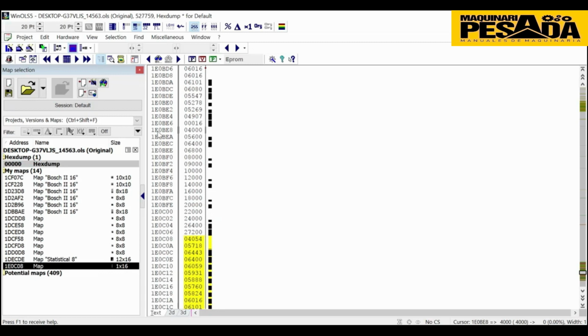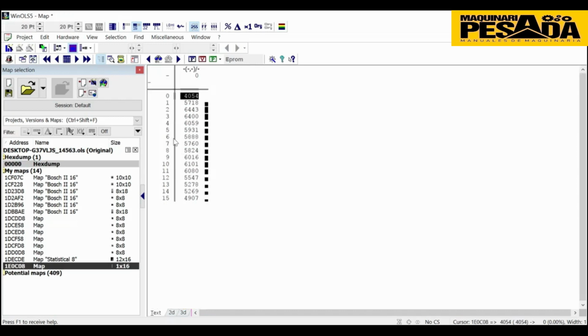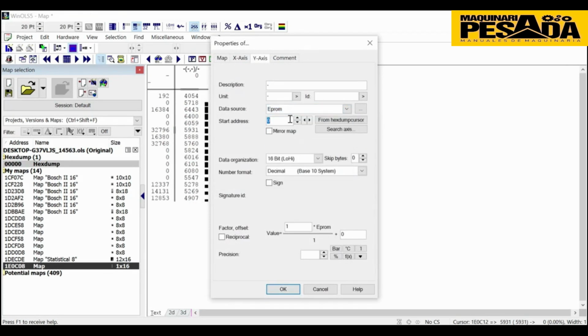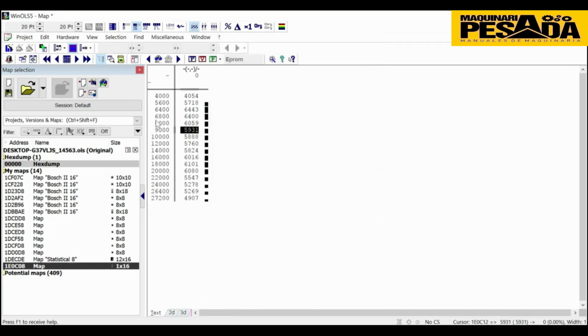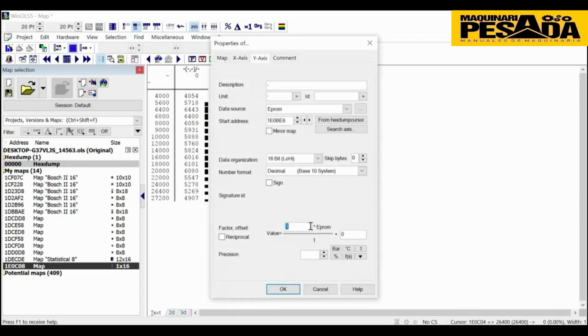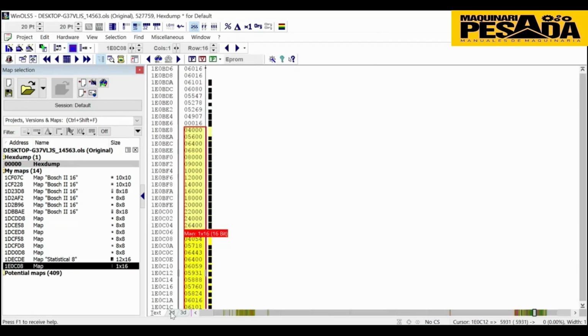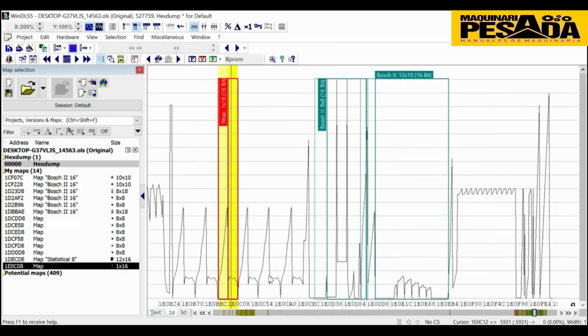The axis would start from here, 4000, at this address. What is the address? The address is 1E0BE8. Then I double click on the map, y-axis, EEPROM. I can write the address 1E0BE8, then press OK. This is engine speed, and you can see how much is the engine speed. These are actually a limiter for the turbo pressure.